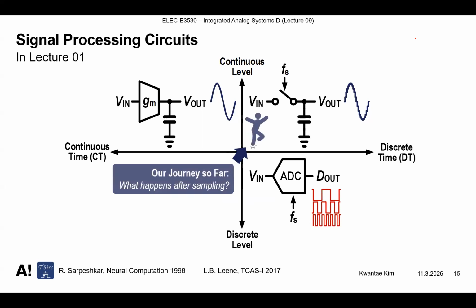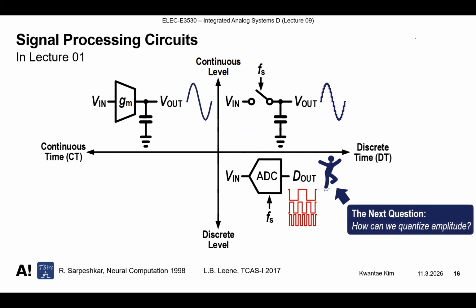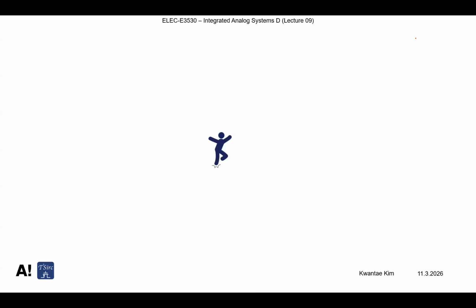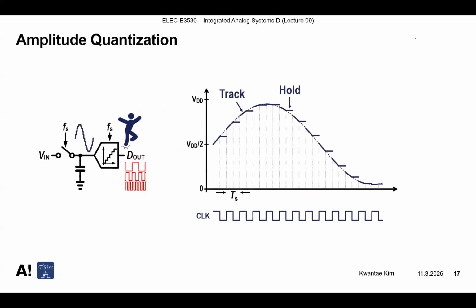Our journey so far: what should be considered before we sample, as we discussed last time, and what happens after sampling. And the next question is this: how can we quantize amplitude? That will be the remaining part of this course in lecture 9, lecture 10, lecture 11, lecture 12, towards our ADC output. So, amplitude quantization.